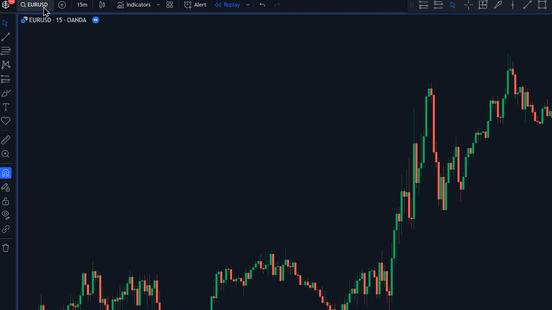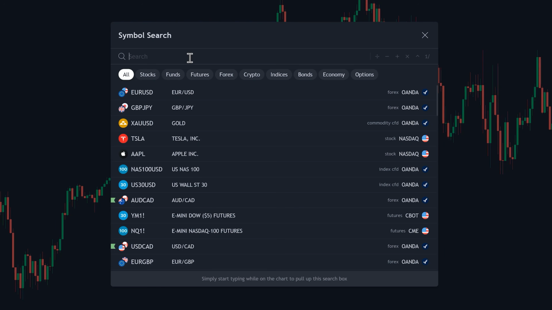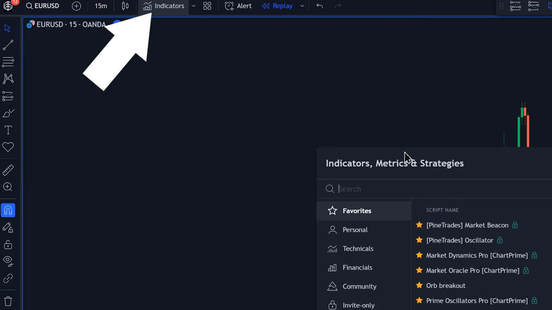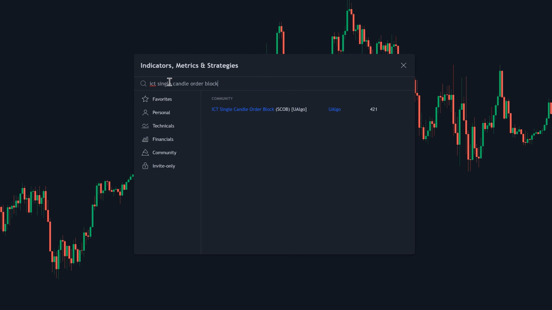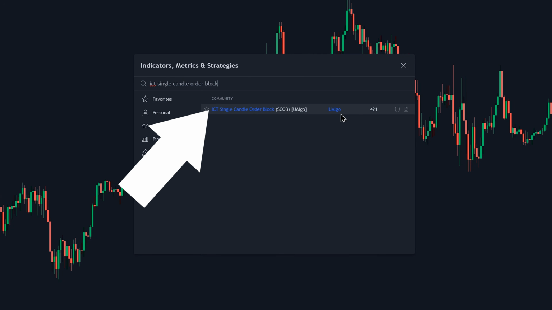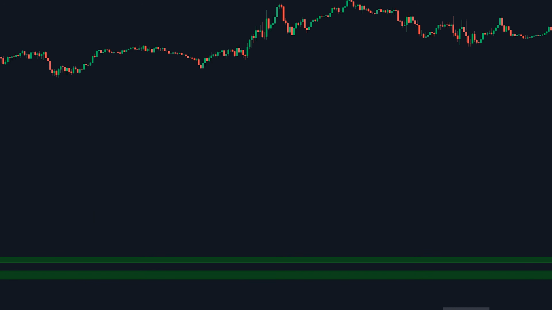Next, you want to load any trading security in any time frame and then open the indicator search tab and then type in single candle order block. Be sure to select this one by UAlgo. This video is about order blocks.